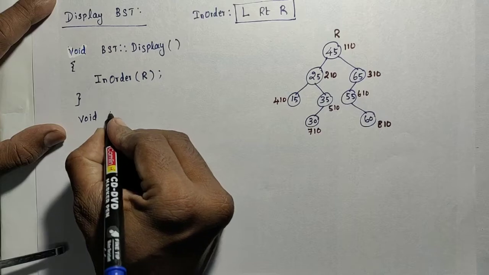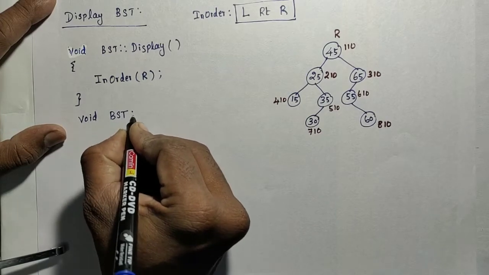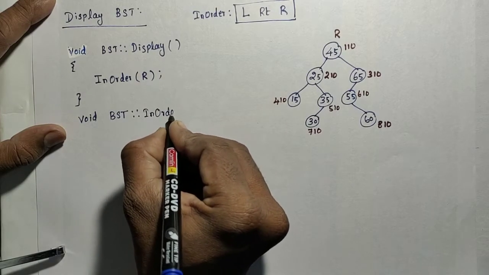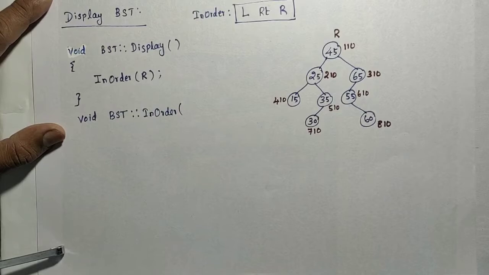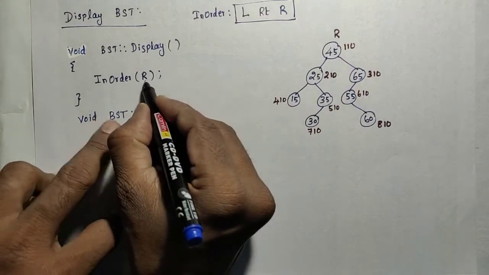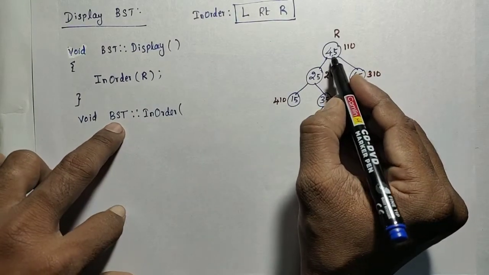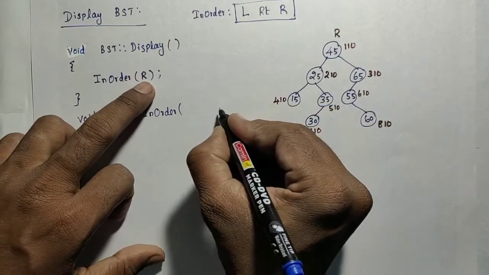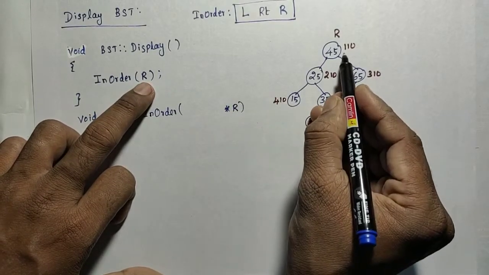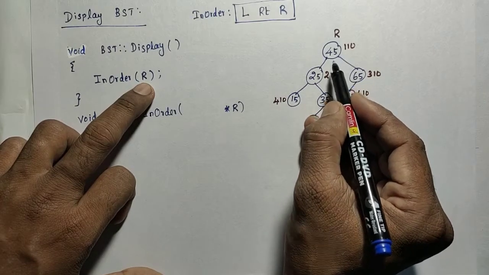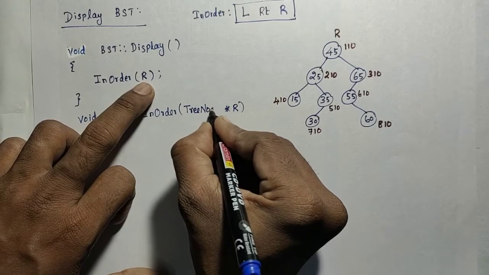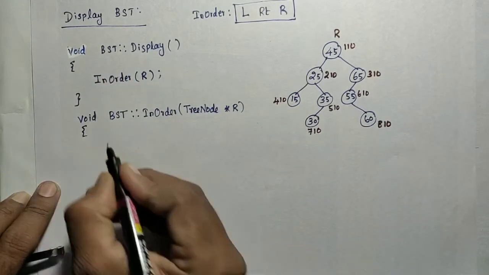This also is going to be defined inside the BST inOrder. Here I am going to pass the root. What is the root actually? R is an address of a node. Address of the node means here also I need to represent that as star R, and the address is of type tree node. So I have to represent TreeNode star R. This is the input.